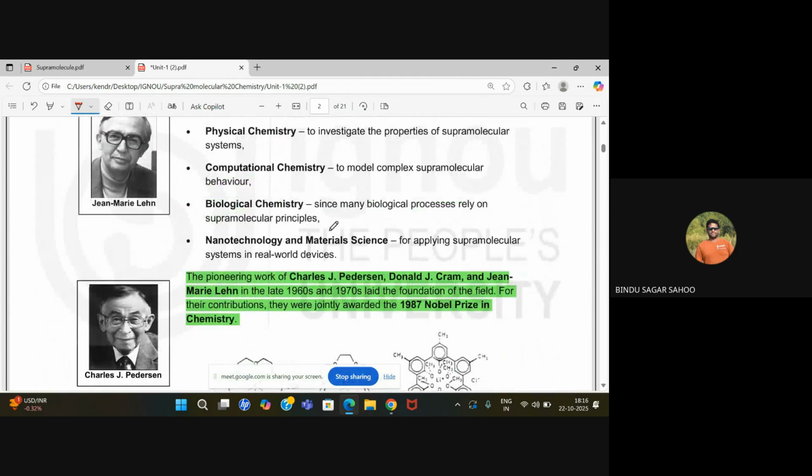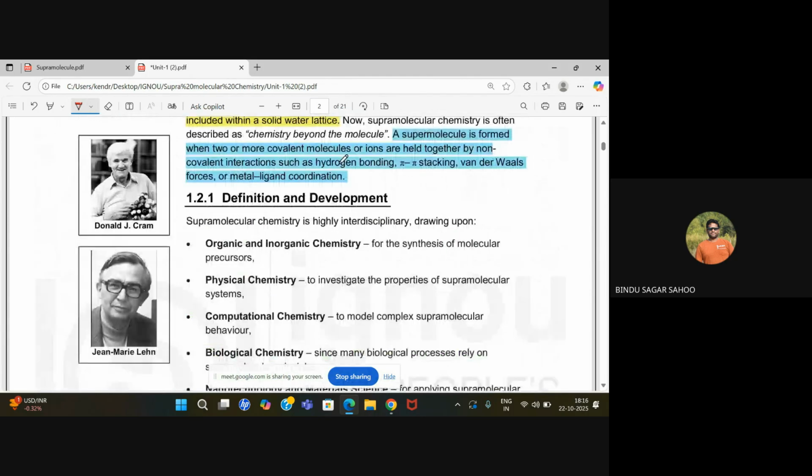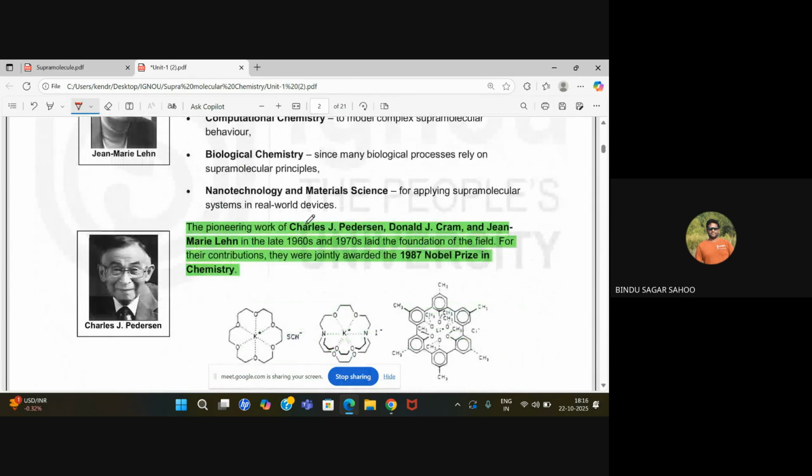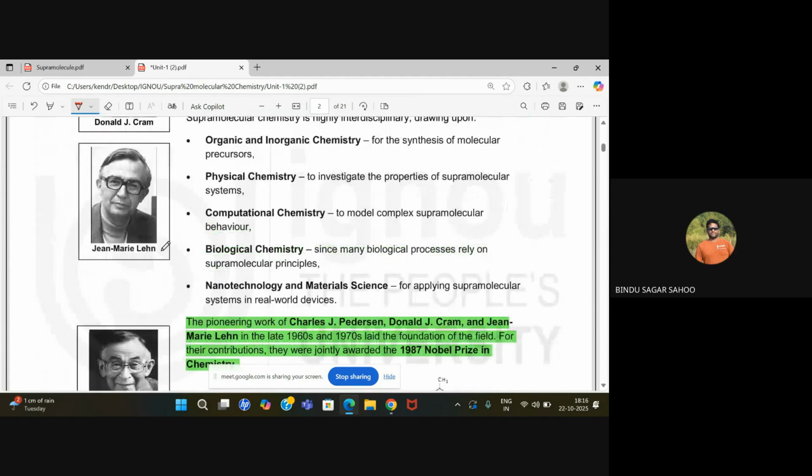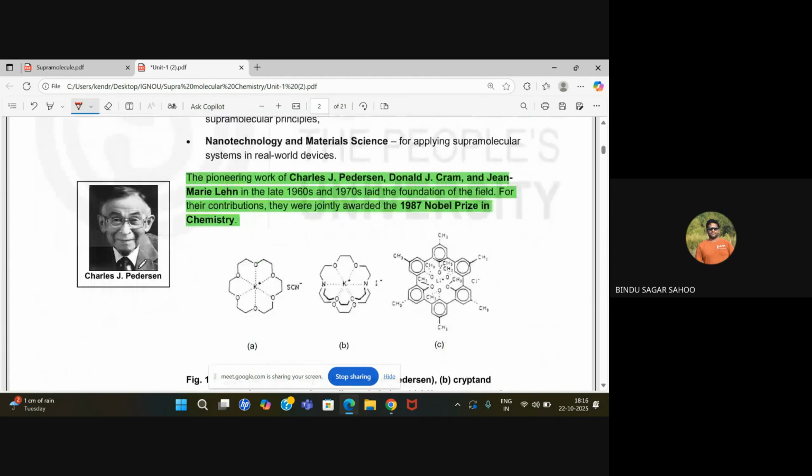After 1810, different supramolecular compounds were given by different scientists, such as Donald Cram, Charles Pedersen and Jean-Marie Lehn. They gave many different supramolecular compounds between 1960 and 1970, and these three scientists jointly received the Nobel Prize in 1987 for the invention of supramolecular chemistry.